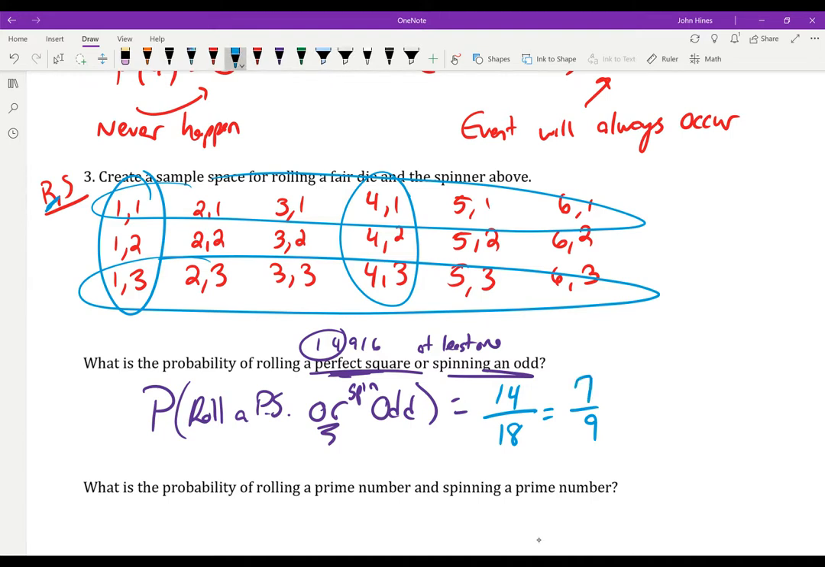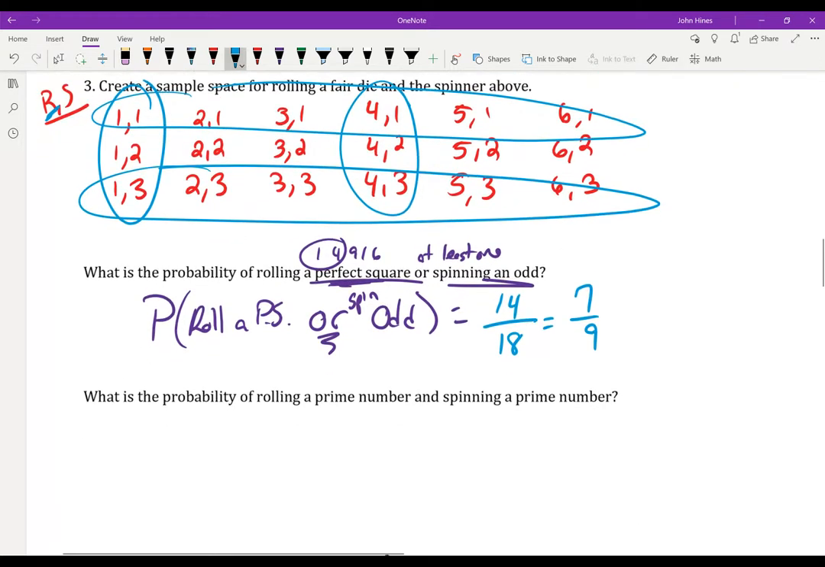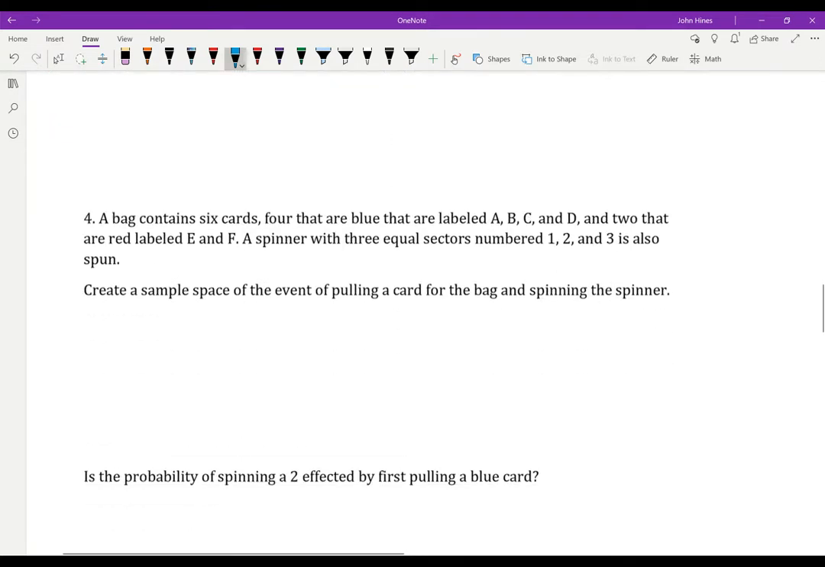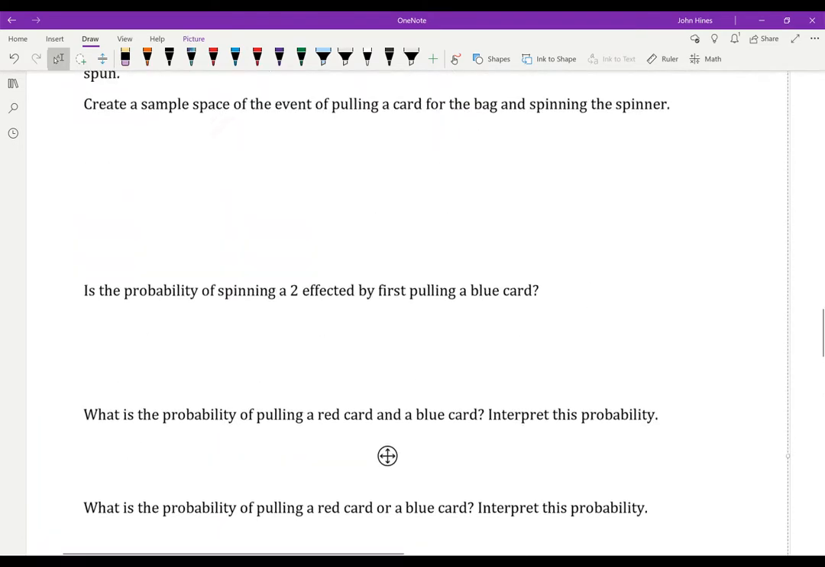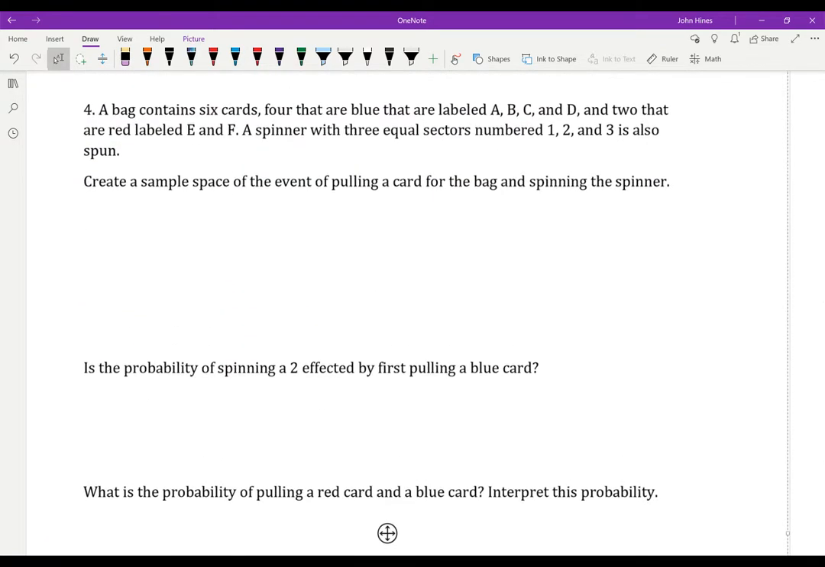So I'm rolling the perfect square. That's the first number. Had to be a 1 or 4. Or I had to spin an odd, which is the first row and the third row. I'll skip that last one there because you guys don't remember what prime numbers are. We'll do this one and then we'll be done with this lesson. This is a quick lesson here.